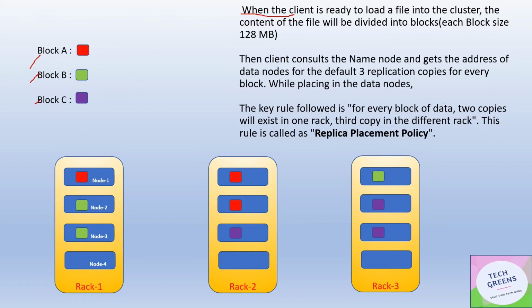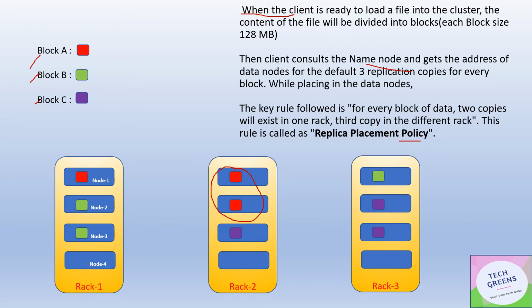Each block would be of 128 MB by default. Then that particular client gets the metadata information from the name node, that where it needs to store the three replication copies for every block. And then the name node gives the address of three different data nodes based on the replica placement policy, which, as we have discussed, says that there cannot be more than two copies, replicas, of the same block on one rack.